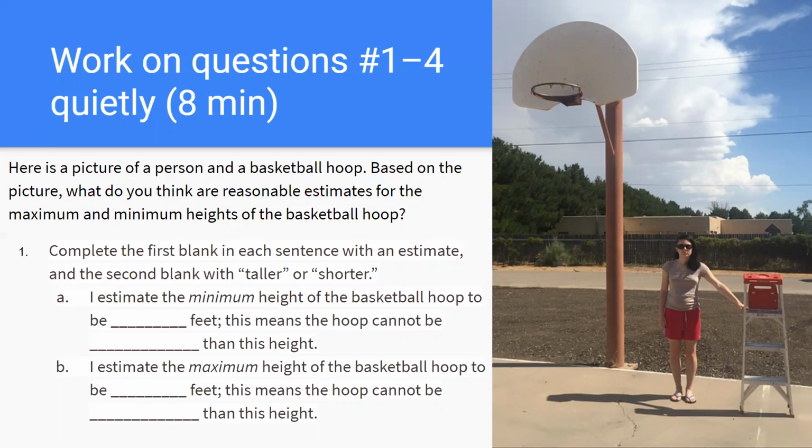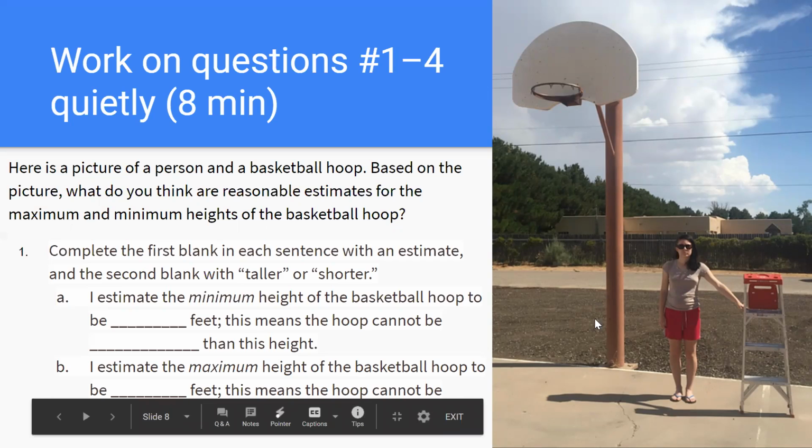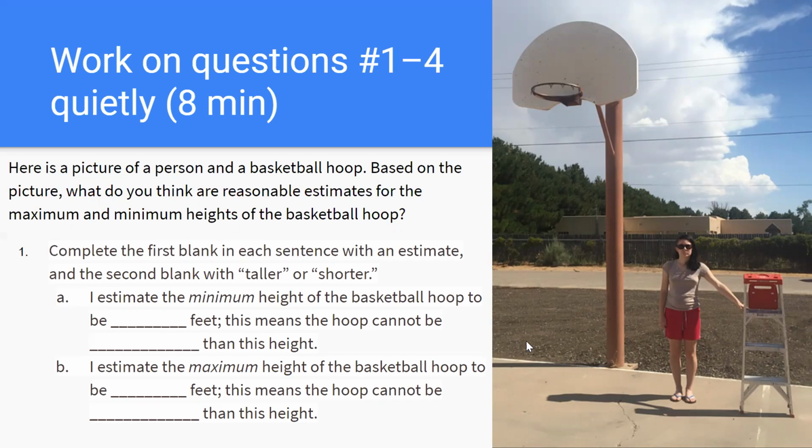When we are estimating, we're not going to get an exact answer. Estimating is when we talk about our best guess, not just any random guess though, but a guess that makes sense. So here we have the woman, we have a basketball hoop, and based on the picture, we're trying to think what are some reasonable estimates for the maximum height, meaning the tallest it can be, and the minimum height. What's the lowest height it could be for this basketball hoop?